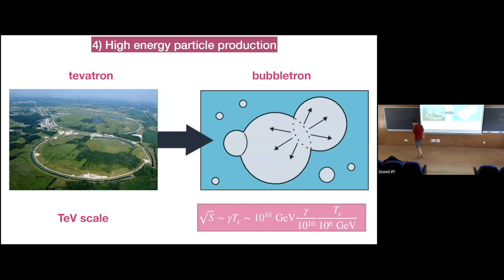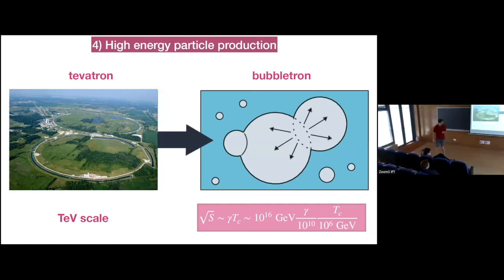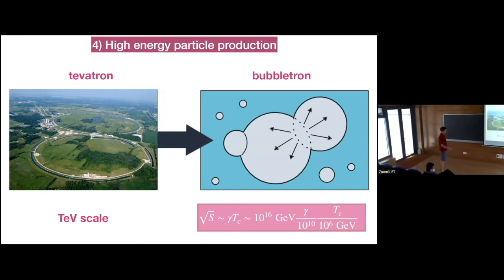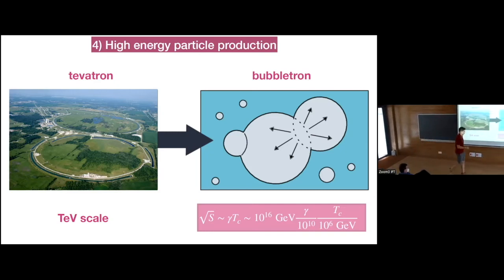And if you compute the energy in the center of mass frame of those shell particles, if you plug gamma equal 10 to the 10, Tc 10 to the 6, you get 10 to the 16, so you can reach the GUT scale with this bubbletron.